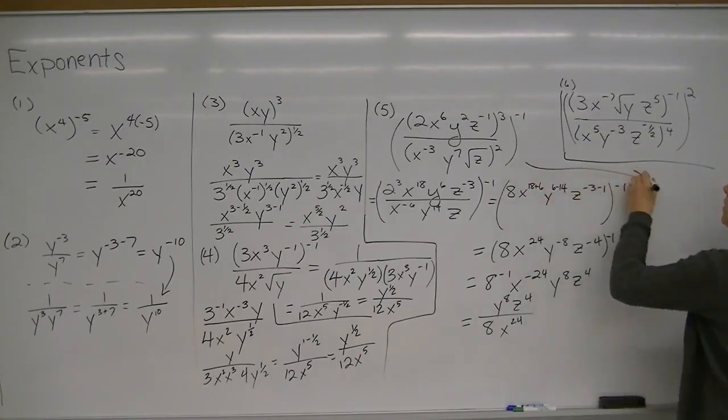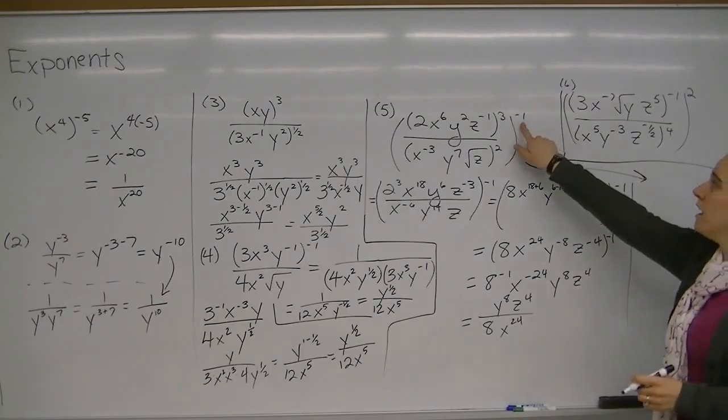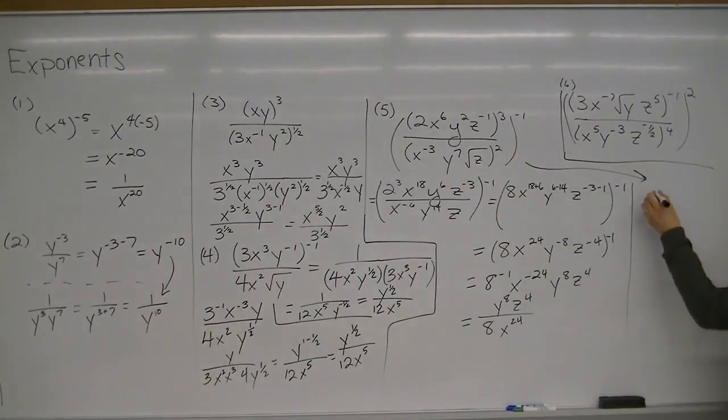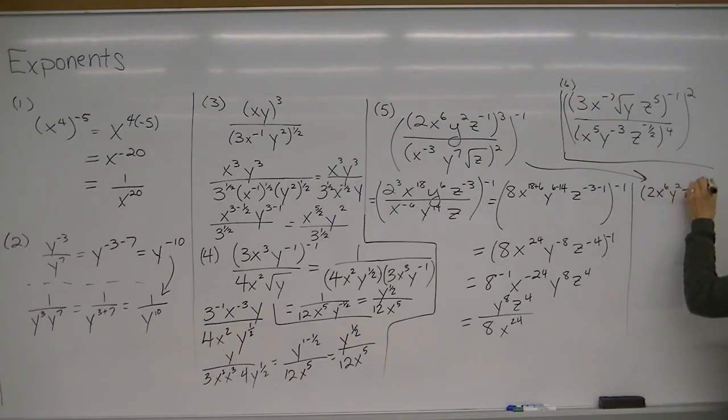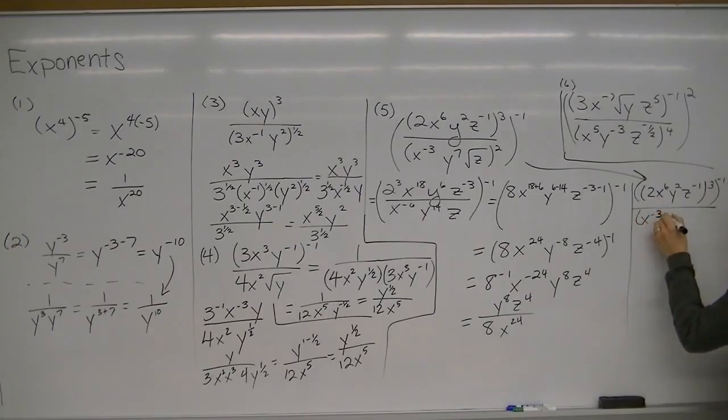So now, let's try this a different way. What if I had said, well, I need to take a negative 1 power of the top and a negative 1 power of the bottom. Then I have 2x to the 6, y squared, z to the negative 1, raised to the 3rd, then again to the negative 1. On the bottom, I get x to the negative 3, y to the 7th, square root of z squared, then to the negative 1.